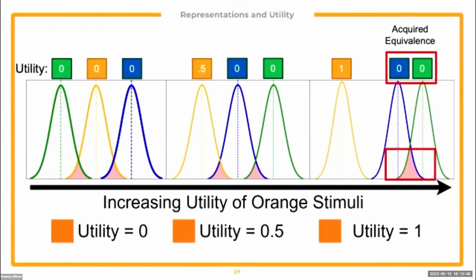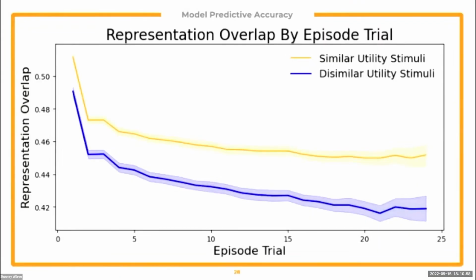And so while it's difficult to test exactly whether this type of utility-based acquired equivalence did take place in the human participants engaged with the task I previously described, there is some analysis that can support it. And so here, this is that analysis. And the way that this was done was to compare how the representation overlap changes as the utility is learned by the model while it predicts human participant behavior.